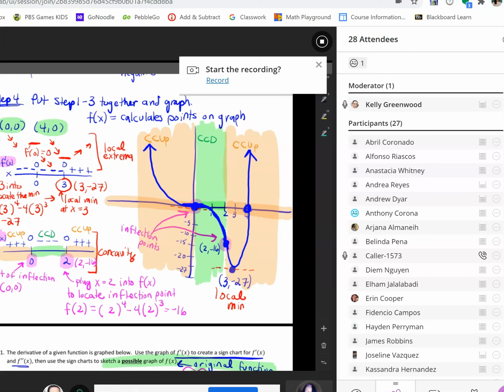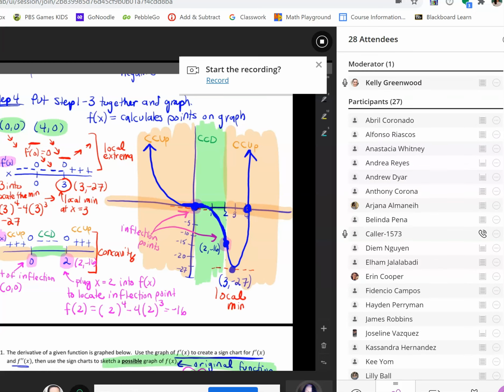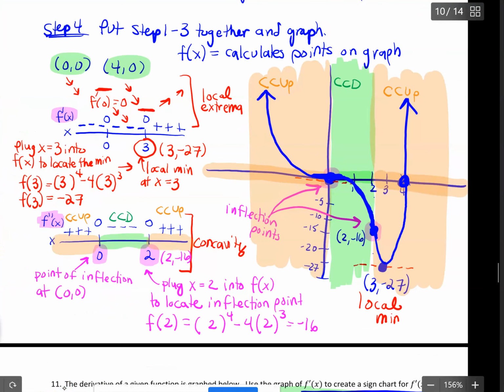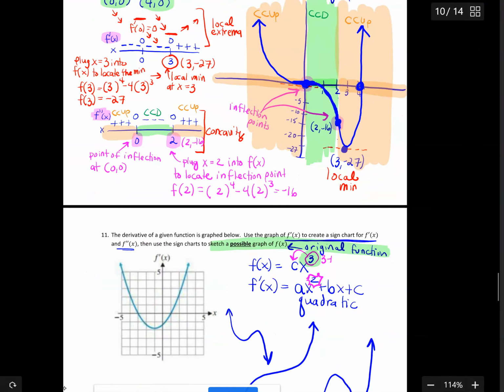Here we go. Okay. So the derivative of a given function is graphed below. I'm going to highlight that. The derivative of the function is graphed below. Underline, derivative. See how this is labeled f prime of x? And last class we talked about knowing the shape of the graph is quadratic. I know that the f prime function is quadratic because when I graphed the derivative, it's U-shaped.